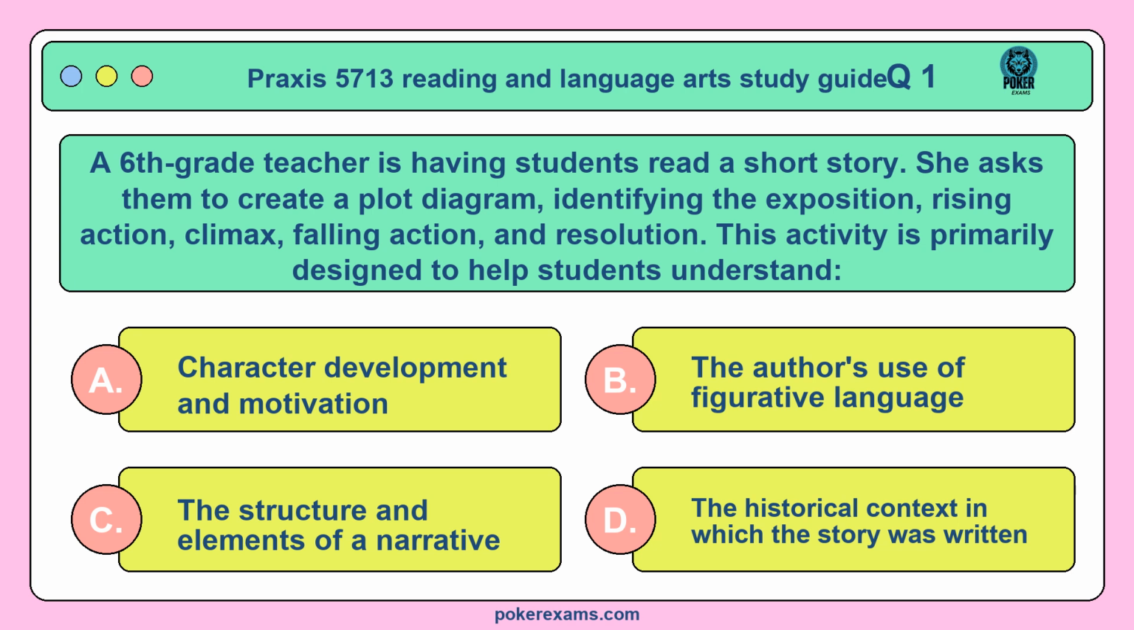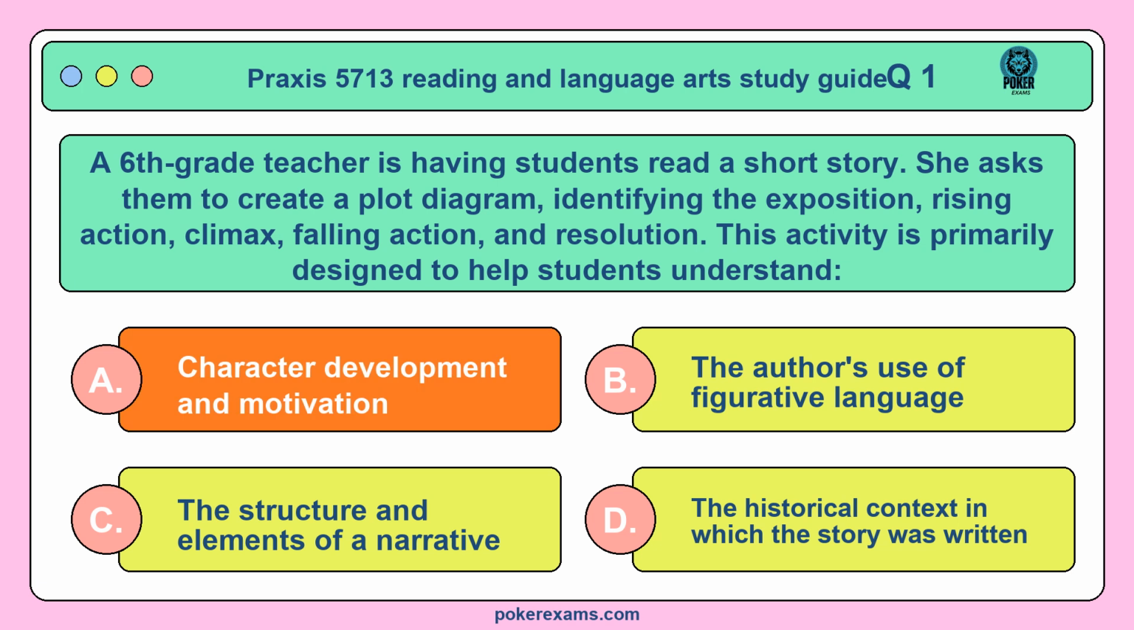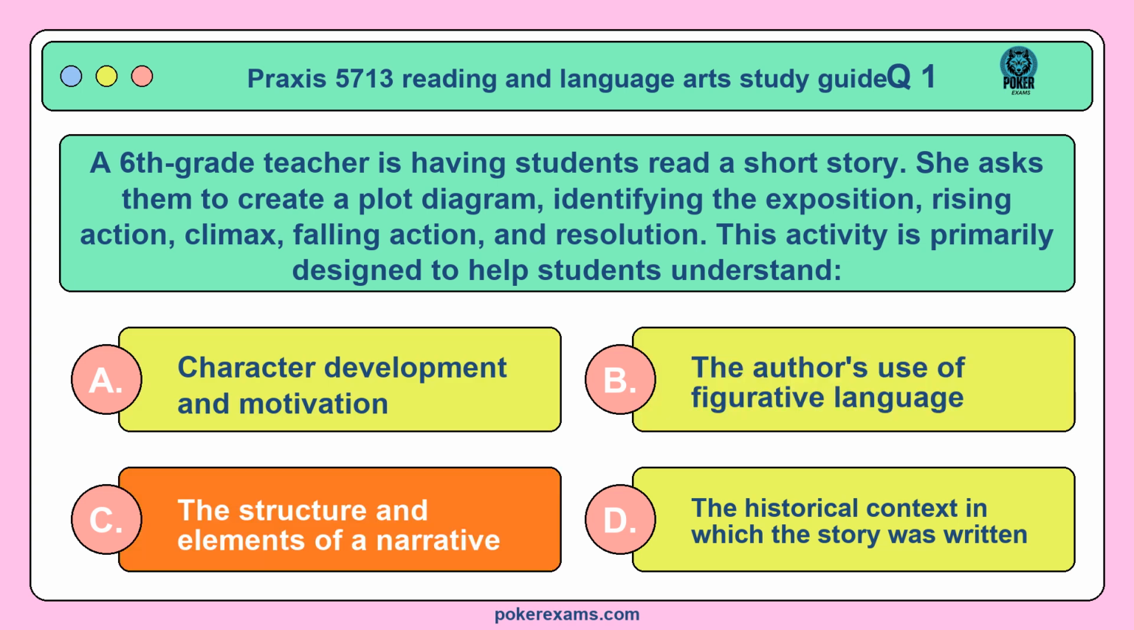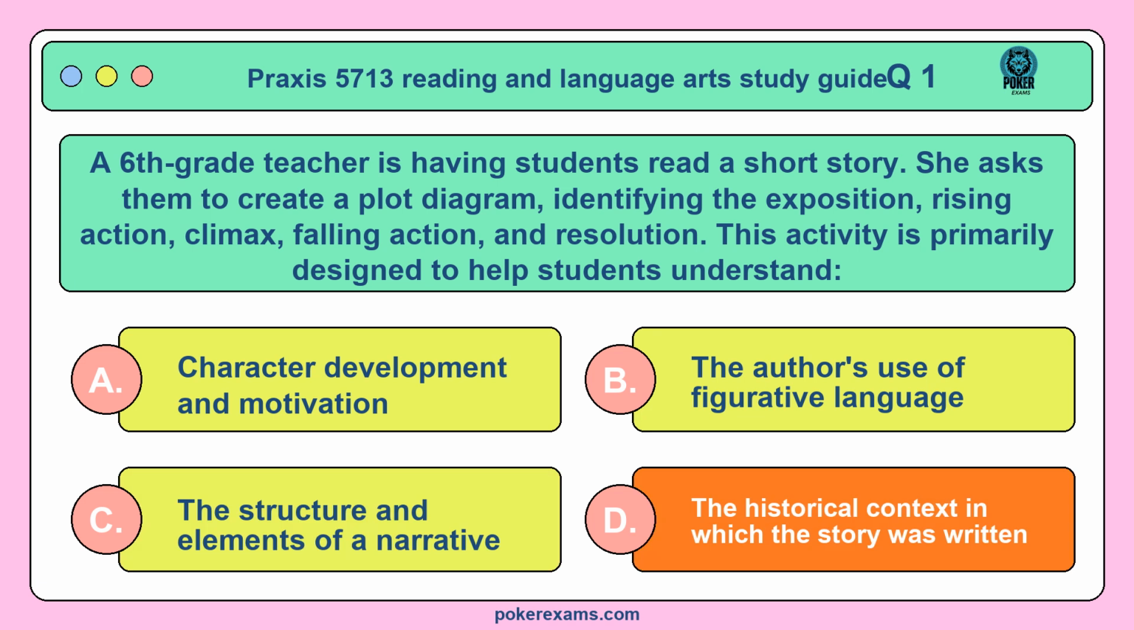Question 1. A 6th grade teacher is having students read a short story. She asks them to create a plot diagram, identifying the exposition, rising action, climax, falling action, and resolution. This activity is primarily designed to help students understand what? Option A. Character development and motivation. B. The author's use of figurative language. C. The structure and elements of a narrative. Or D. The historical context in which the story was written.